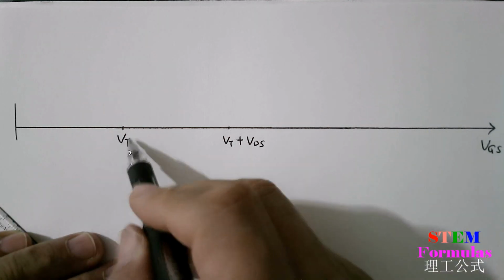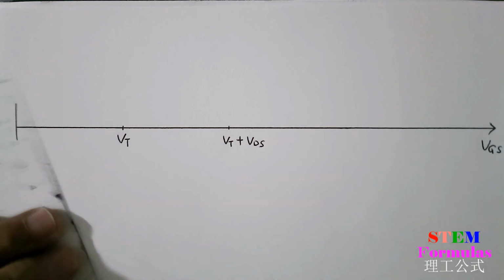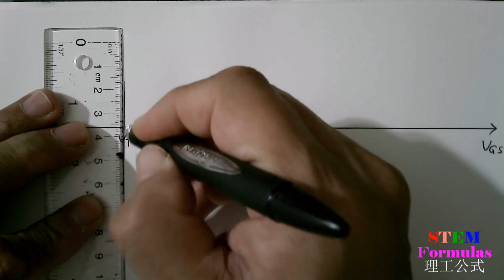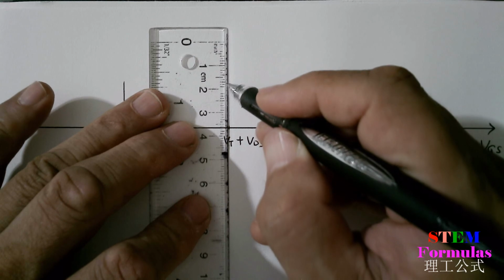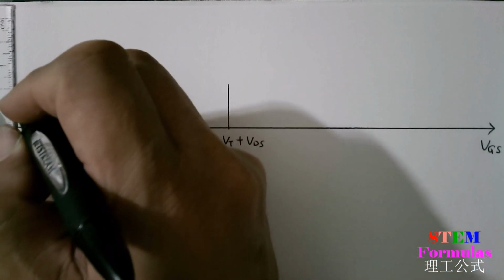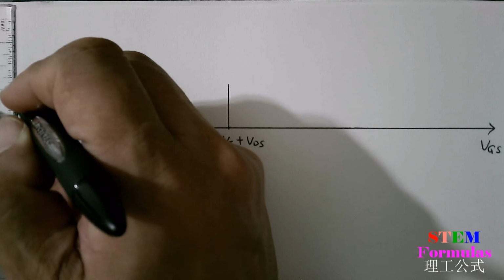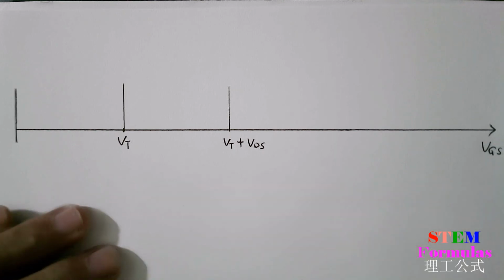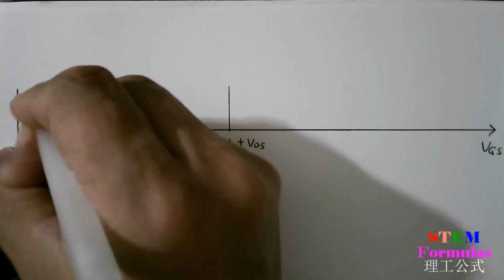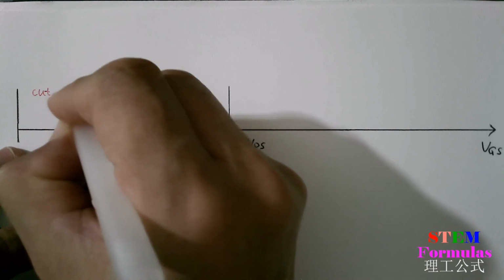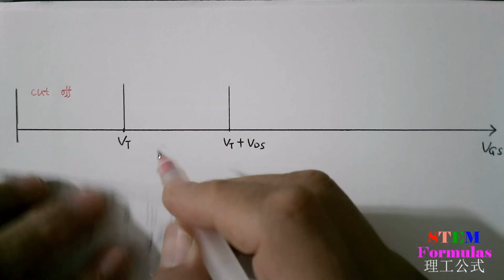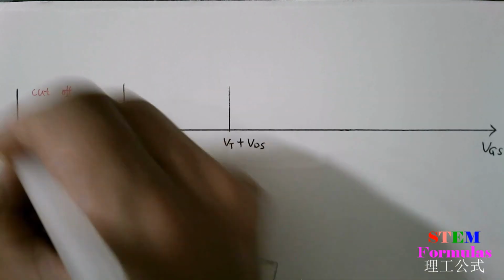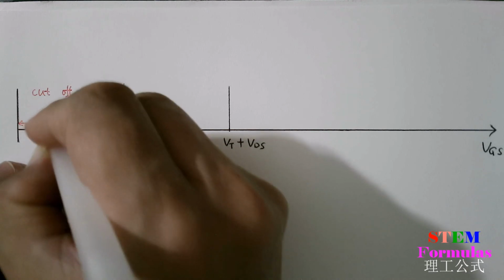If VGS is smaller than VT, in this region, okay, I write down here a vertical line. Okay, this is the cutoff region. So in this area, ID equals 0.